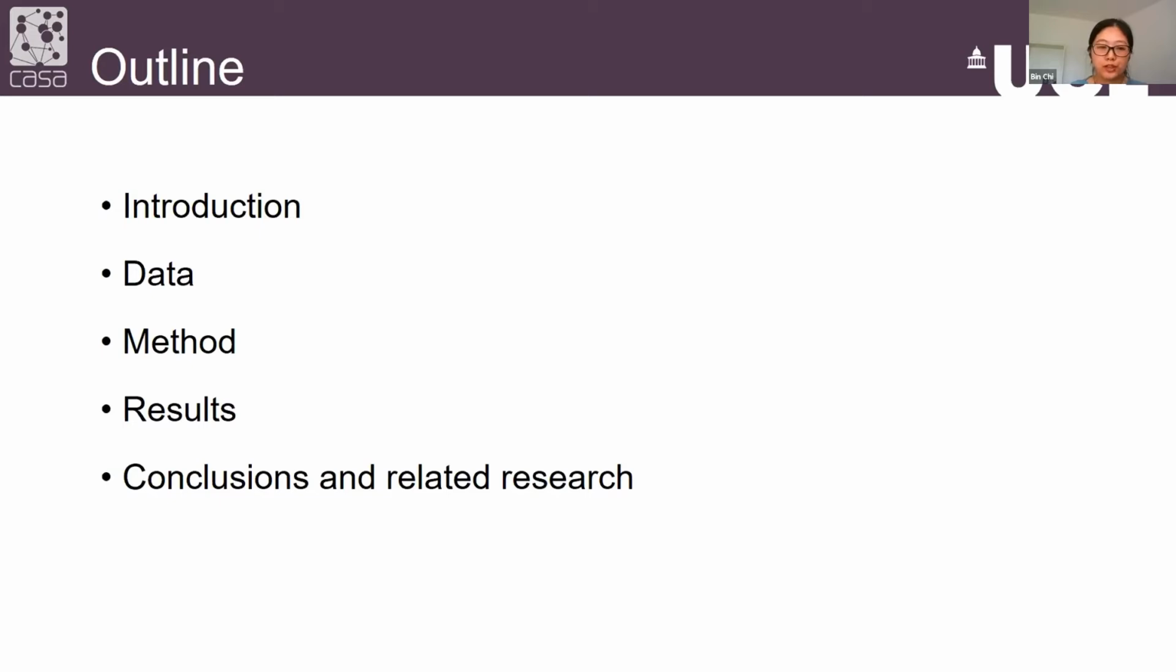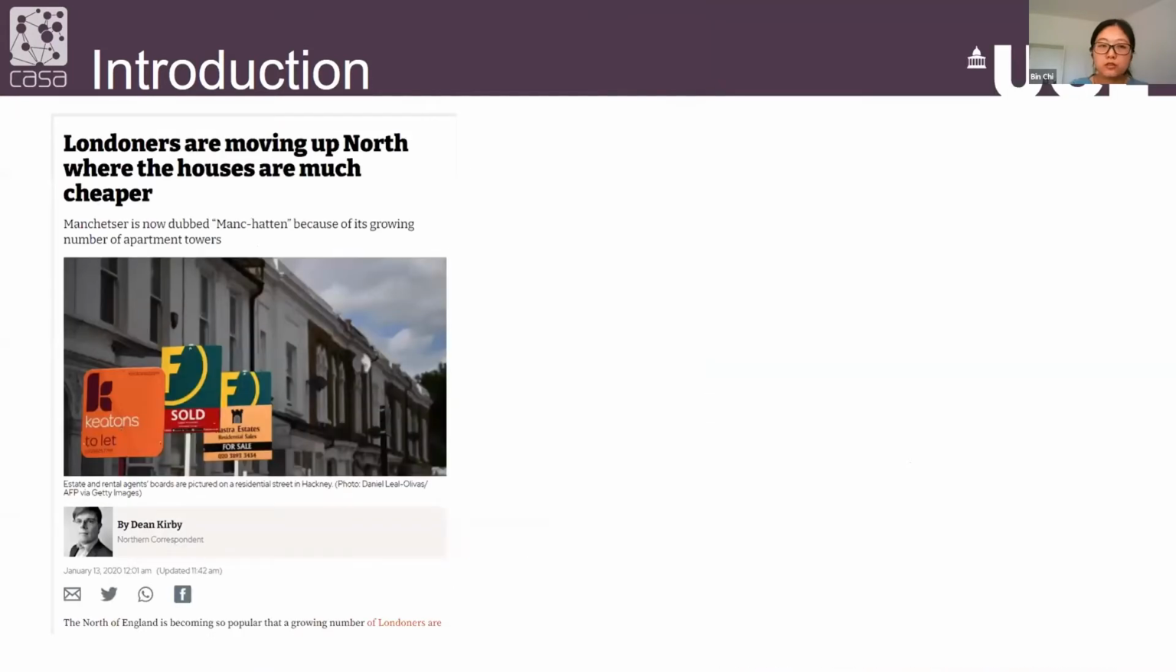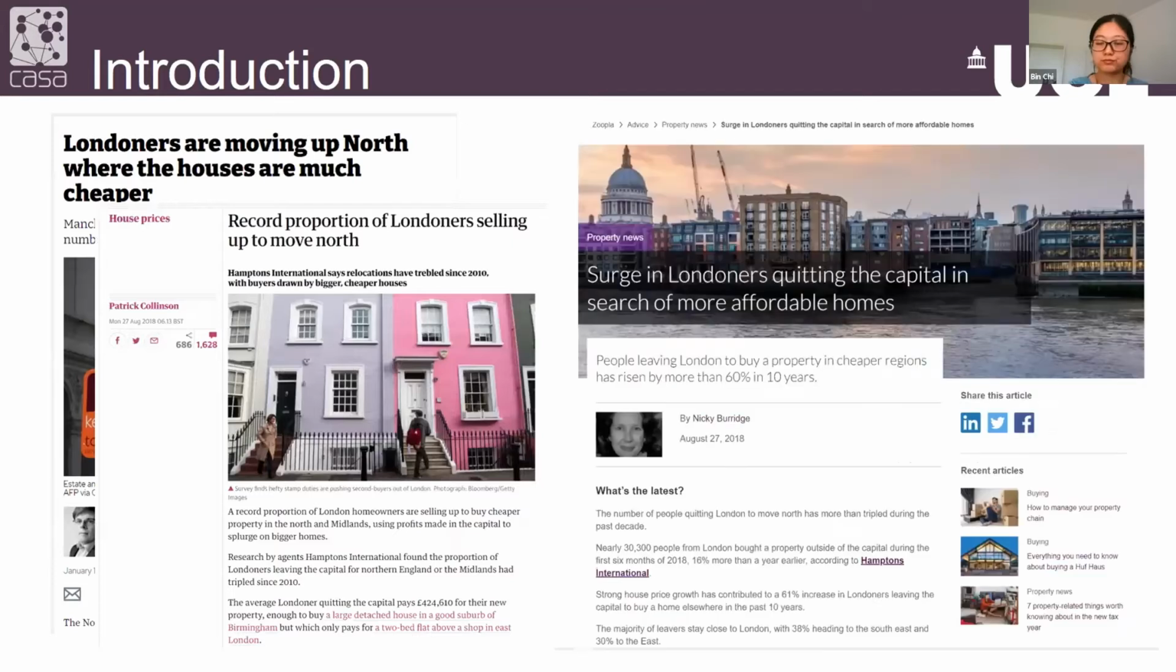As we all know, the UK has a housing crisis. In recent years, the cost of buying a home has risen faster than wages, and this may cause serious housing affordability issues for increasing numbers of people. This issue is more serious in London, which is why a lot of Londoners move out of London.